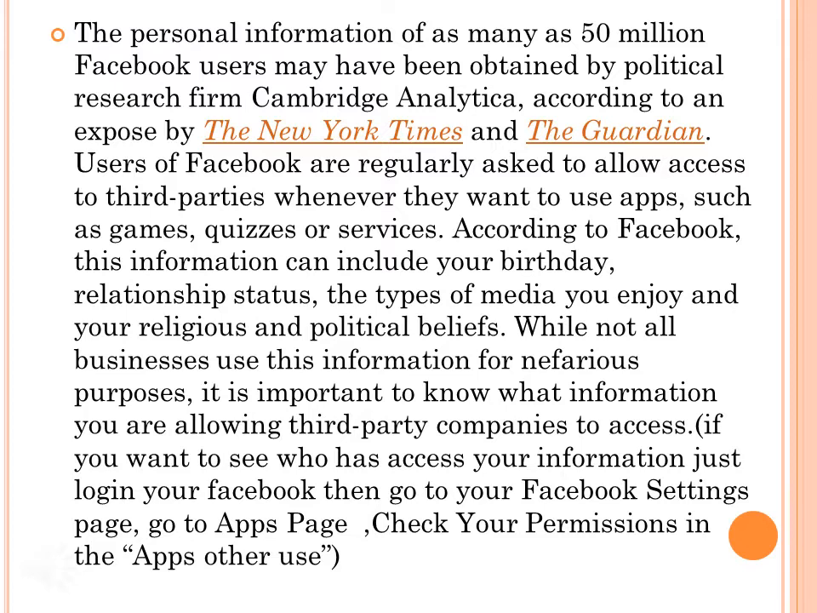If you want to see who has accessed your information, you just log in to your Facebook account, then go to your Facebook settings page, go to the apps page, then check your permissions in the apps others use. You can see some descriptions there. That is, Facebook describes this as: people on Facebook who can see your information can bring it with them when they use apps. Just check the information you are okay with sharing.